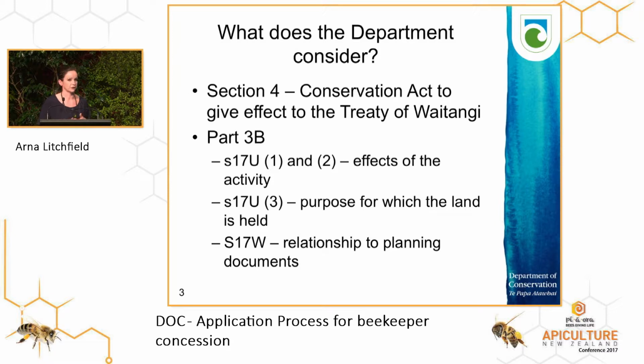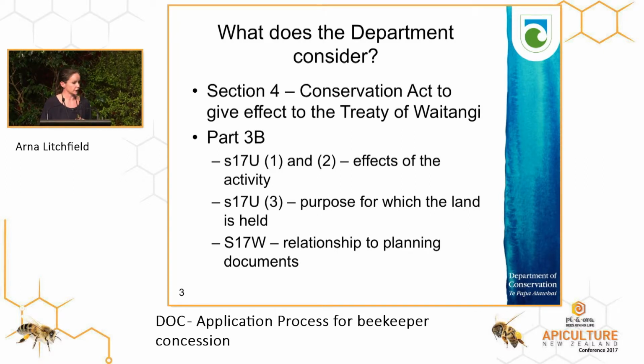The next one we've got down there is Section 17U. What is the purpose for which the land is held? All public conservation land is classified in one form or another, whether that be as a national park, as a type of reserve, as stewardship land. Depending on what that definition is and the purpose contained in that definition, it will affect whether hives can be placed on that land. An example of this would be that we are unlikely to allow hive placement on a scientific or a nature reserve simply because of what that type of land is to be managed for.